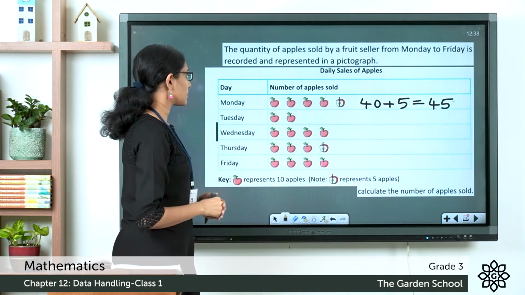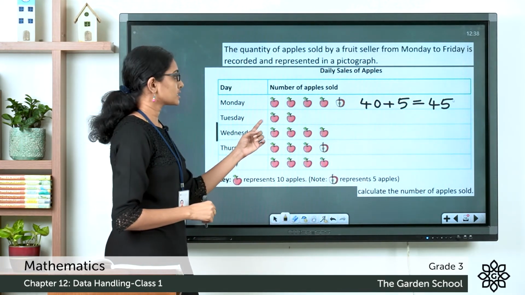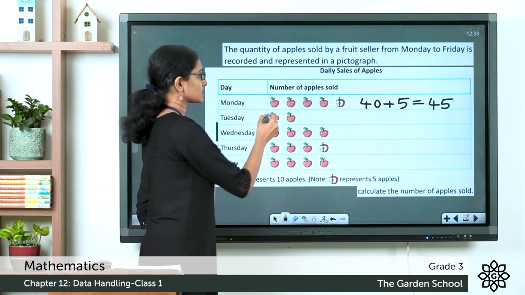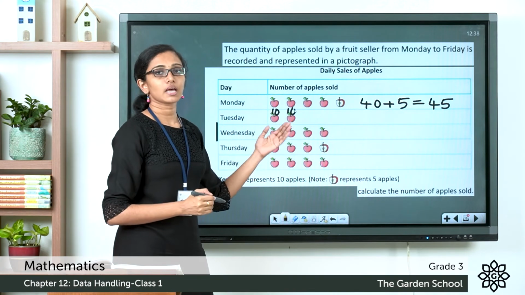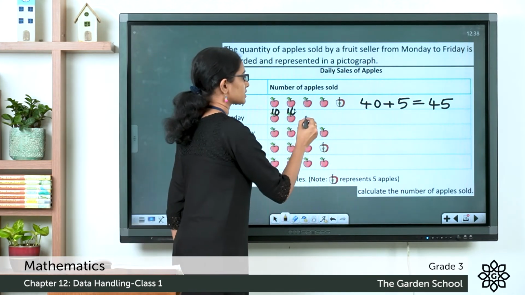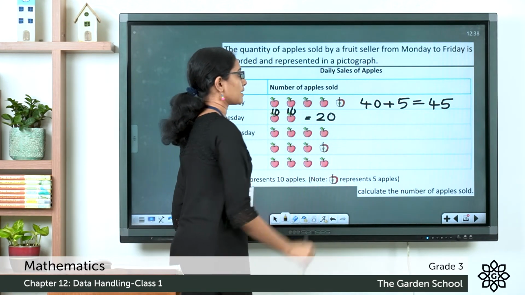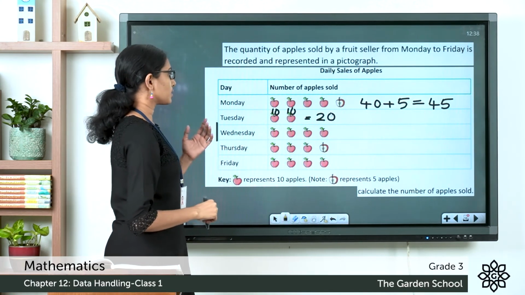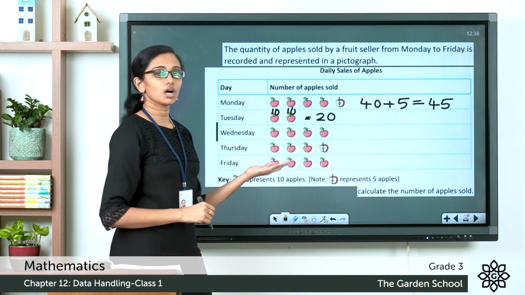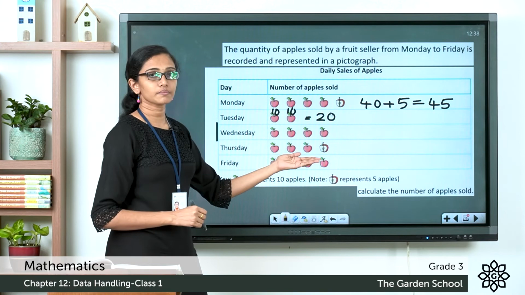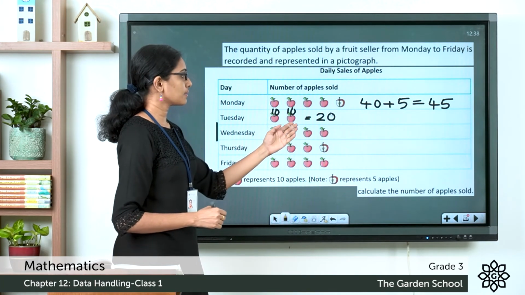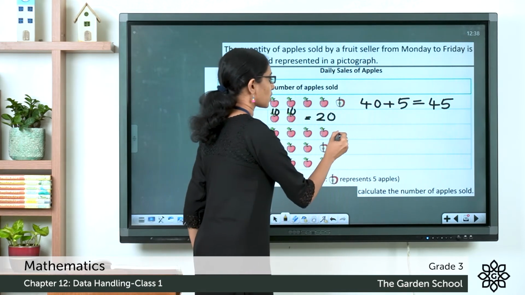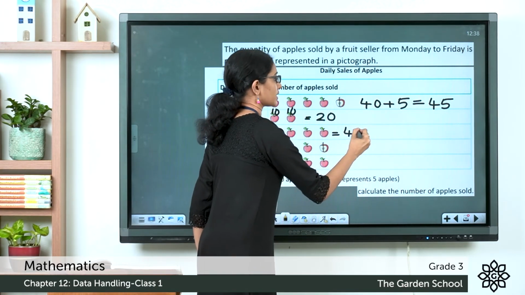Now, what about the number of apples sold on Tuesday? You can see 2 full apples here. 1 full apple represents 10, so 2 full apples means 10 plus 10, or 10 into 2, 20 apples were sold on Tuesday. Now, on Wednesday, we can see a total of 4 full apples, which is equal to 10 into 4, or 10 plus 10 plus 10 plus 10. So, here the total sales was 40 apples.